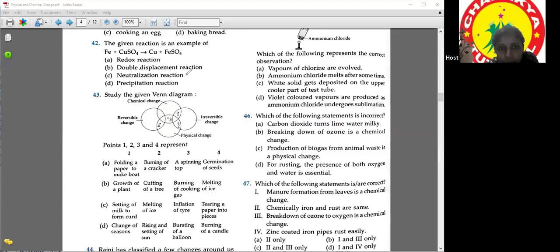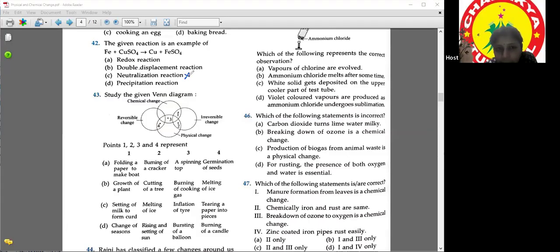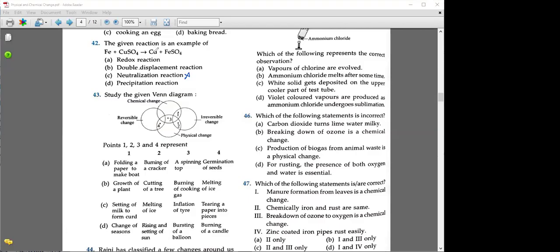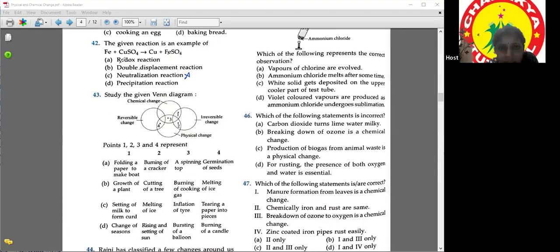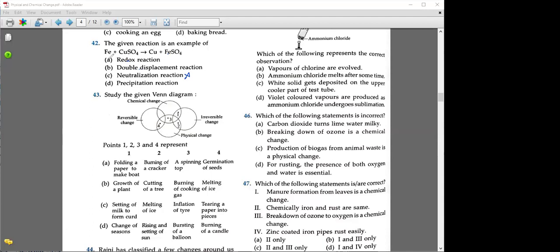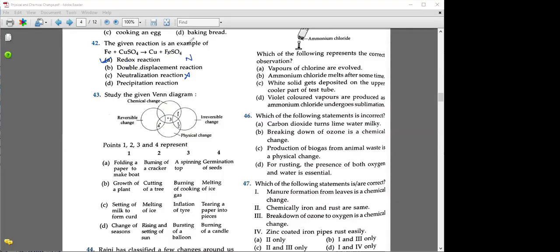It is definitely not neutralization, because neutralization is the reaction of an acid and a base. Precipitation is one in which some precipitate is obtained. Redox means reduction and oxidation, where some substance is gaining oxygen and another is losing oxygen. It will be redox only.